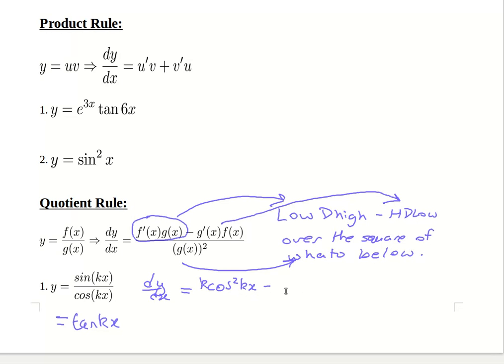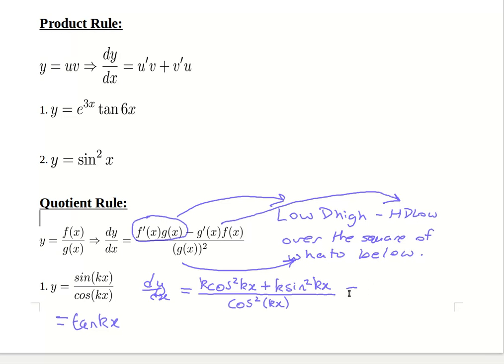Minus, okay, now we're going to do it the other way round. We're going to differentiate the low term, and that's going to be differentiating cos kx. That's going to differentiate to minus k sine kx, which means this is going to turn into a plus, and you're going to be getting k sine squared kx, and then we're going to be needing to divide that by the square of what's below, which can be written as cos squared kx. I'll put the kx in brackets just to keep it away from the squared.